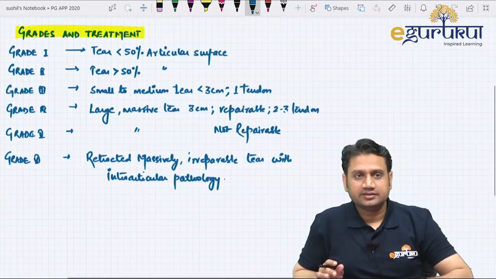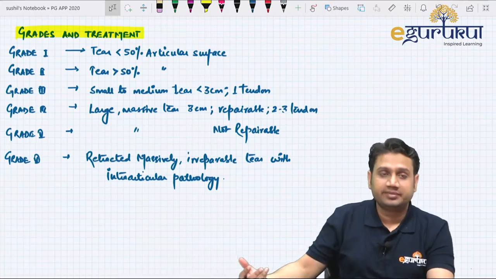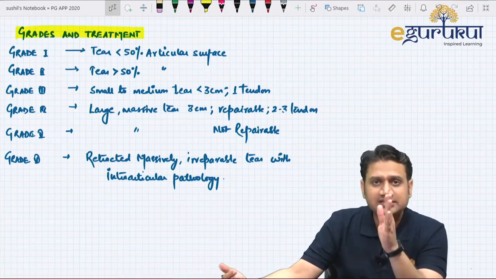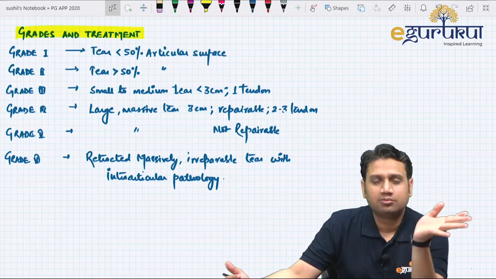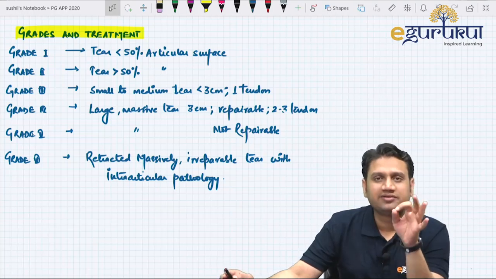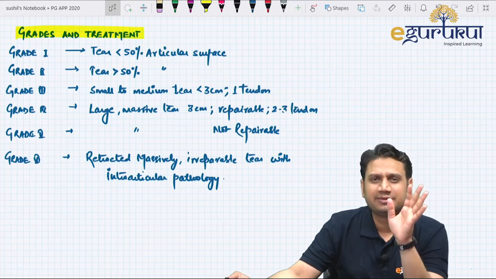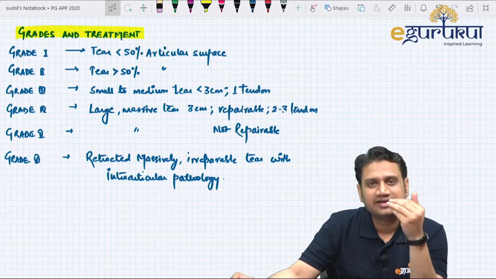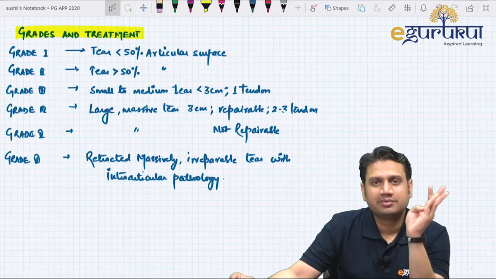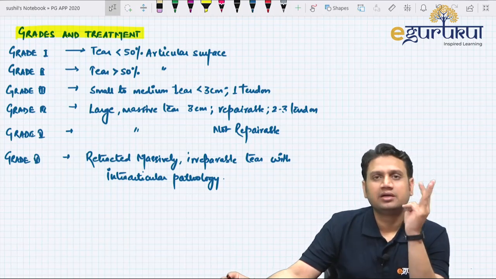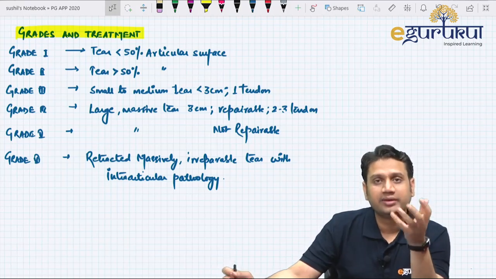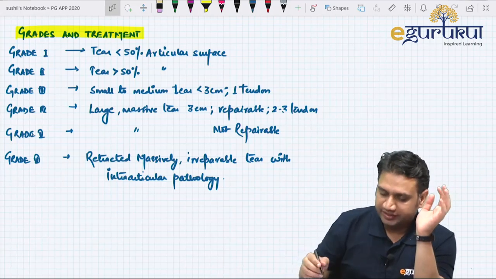Now see how we can remember it. The grades of the tear of the rotator cuff: less than 50% of articular surface, grade 1; more than 50%, grade 2. Grade 3 will be a small tear, less than 3 centimeter. After small, grade 3, everything is massive. If it is repairable, grade 4. Not repairable, grade 5. Intra-articular involvement, grade 6. Finish. How do you treat them?